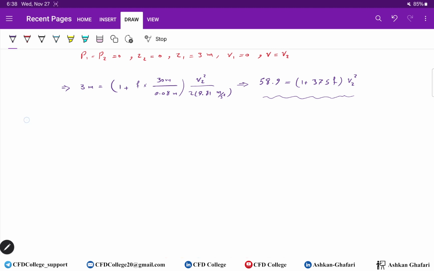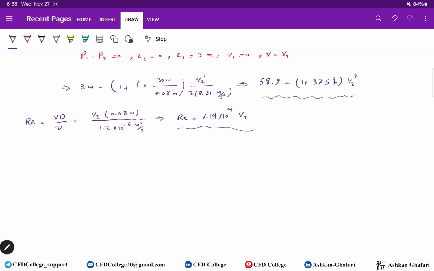What else do we know? We know that to find F, we need the Reynolds number, which equals V D over nu. We don't have V, the velocity, but we have the diameter and the kinematic viscosity of the water, 1.12 times 10 to the power minus 6 meters squared per second. So the Reynolds number equals 7.14 times 10 to the power 4 V2.